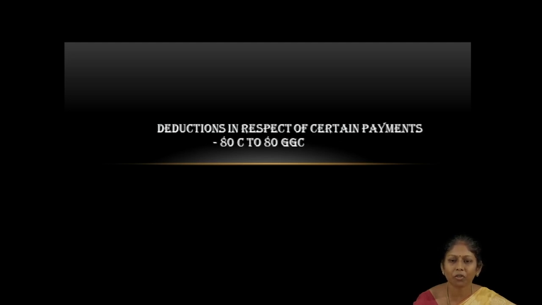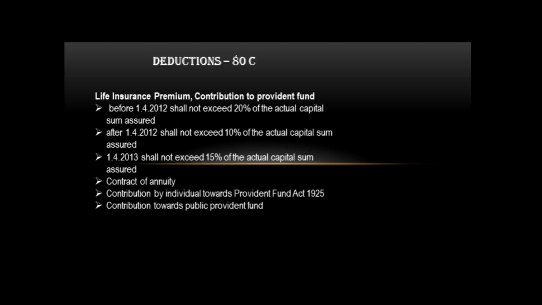There are two types of deductions: deduction in respect of certain payments and deduction in respect of certain incomes. Certain payments are covered under section 80C to 80GGC, and incomes are related to 80IA to 80U. Now in this video I am going to explain about the deduction in respect of certain payments covering section 80C to 80GGC. The first one is regarding 80C.